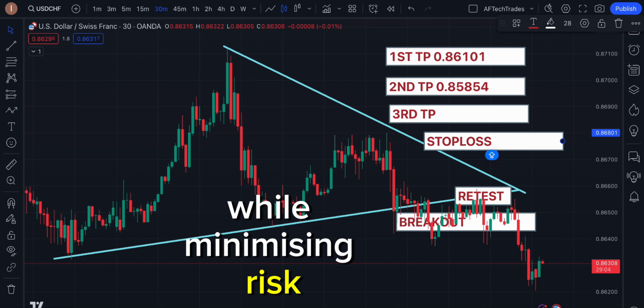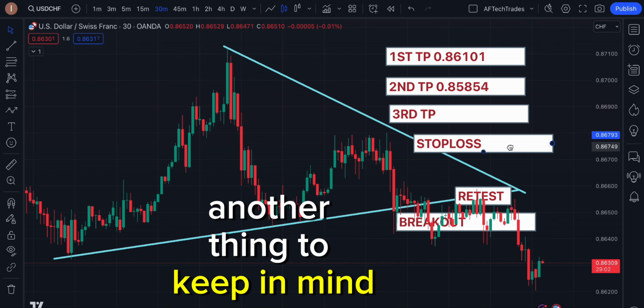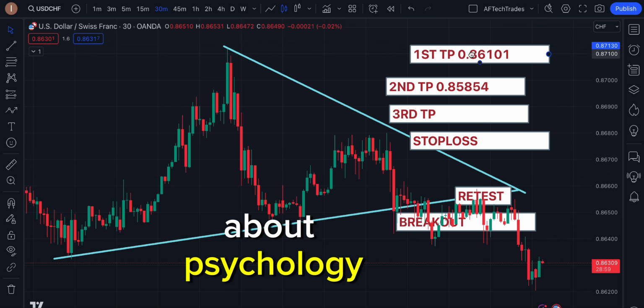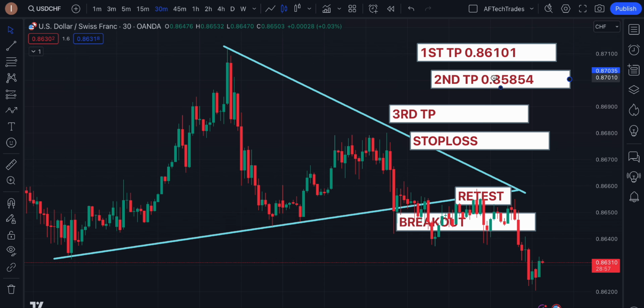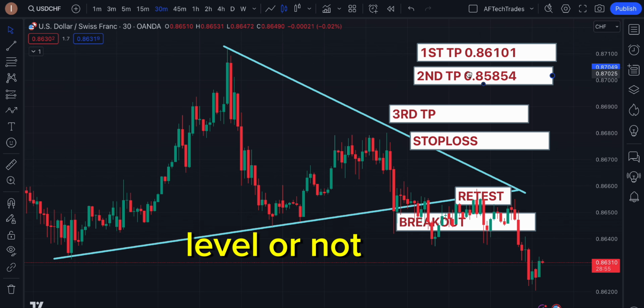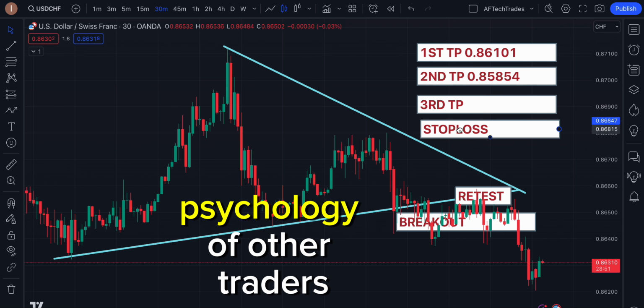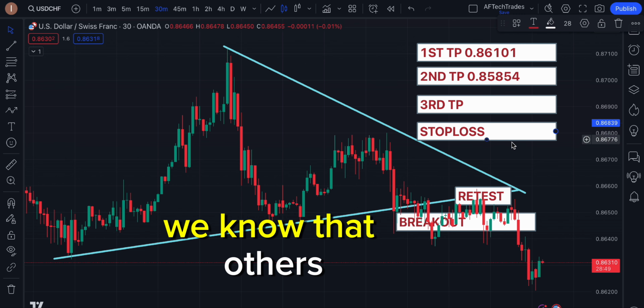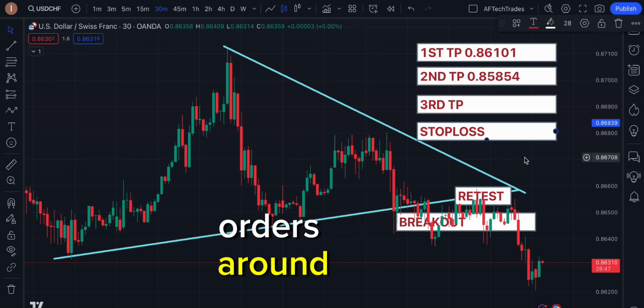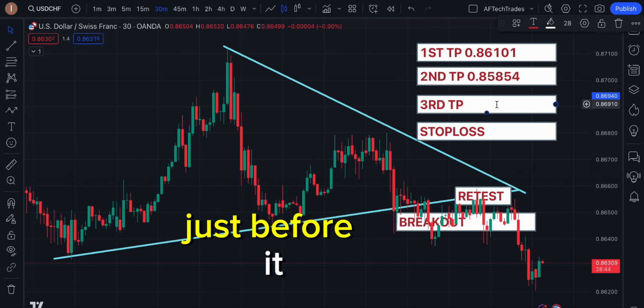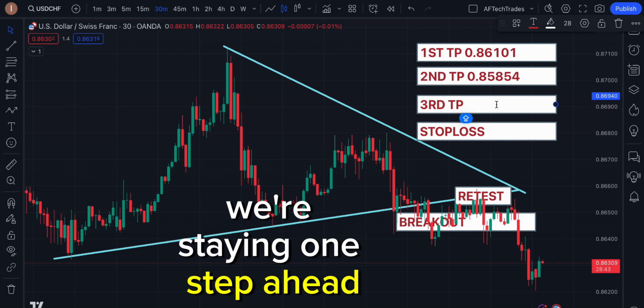while minimizing risk. Another thing to keep in mind is that trading is as much about psychology as it is about strategy. By setting this second take profit level, we're not just following technical analysis, we're also considering the psychology of other traders. We know that others are likely to place their orders around this support level, so by exiting just before it, we're staying one step ahead.